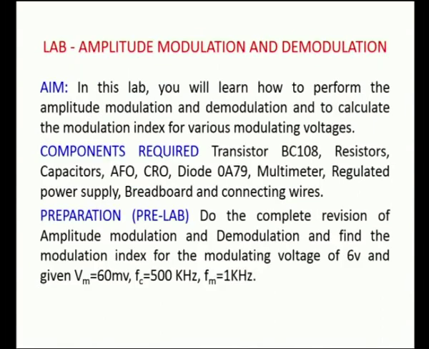The aim of this experiment is that we will learn how to perform amplitude modulation and demodulation and to calculate the modulation index for various modulating voltages. So, the aim itself should say what we are going to do and what results we are expecting of it. Aim is nothing but your objective. How you are going to go into the experiment and do that will be taken as the procedure, but the aim itself should say what you are going to implement and what you are calculating.